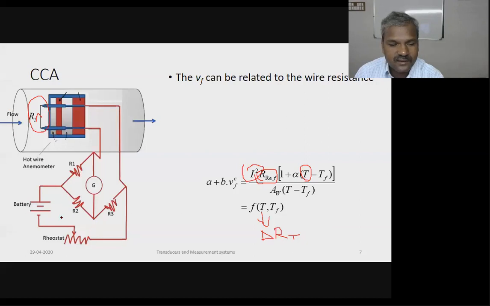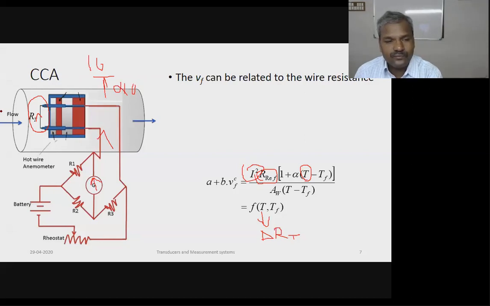So suppose 10 milliampere current is passing through the probe. So 10 milliampere squared into RT, that heat is generated here. Sorry, T is the temperature related to 10 milliampere. So we are maintaining the constant current in this bridge. So at the balance condition, this is 0.